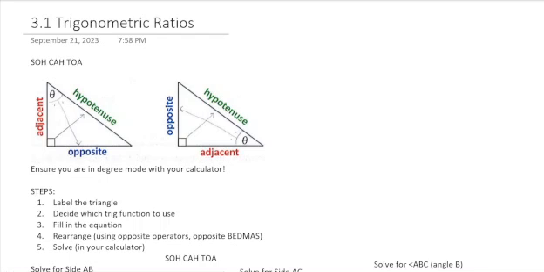Hello and welcome to my video, lesson 3.1 on trigonometric ratios. We shorten it to trig ratios normally. So the basic concept here is SOHCAHTOA.